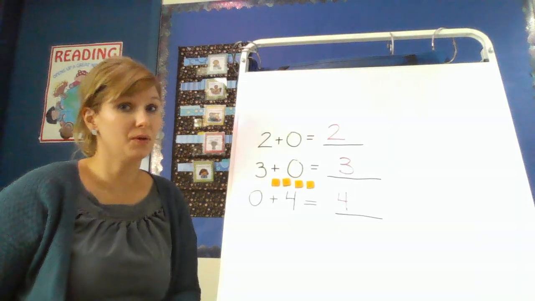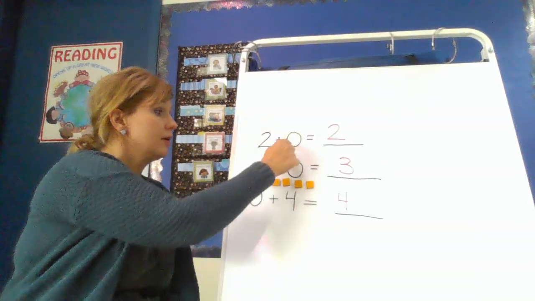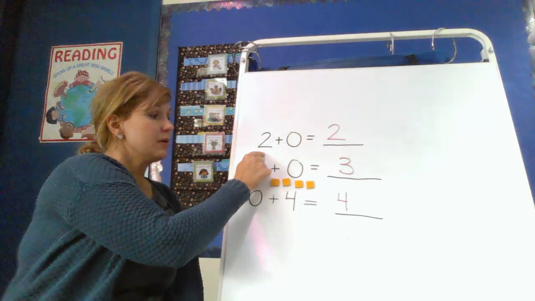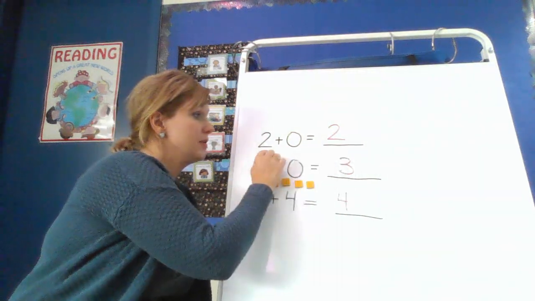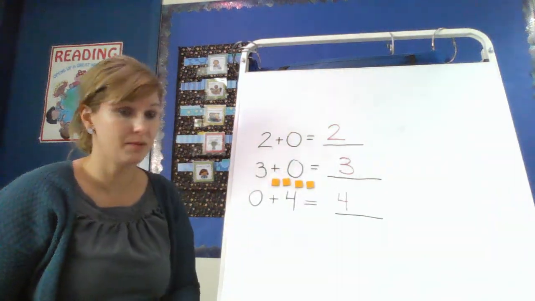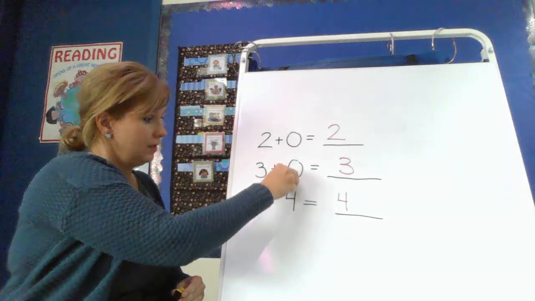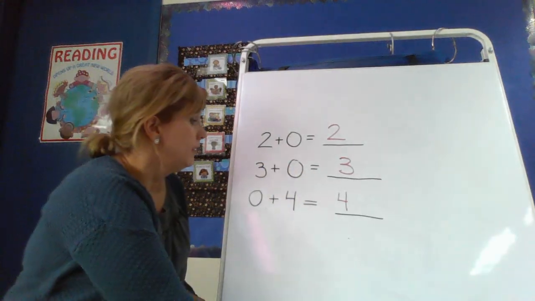Okay, so the rule, one more time, is whenever you're adding 0 to another number, the total is going to be the same as that other number. It's going to stay the same. All right. Let's move on.